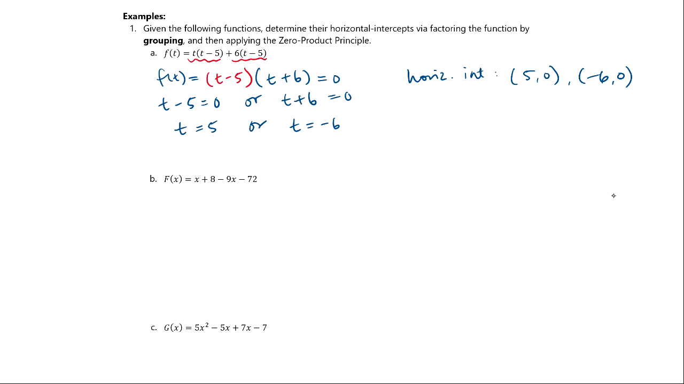Now let's take a look at another example that's slightly different. If we look at part B, for f of x, we have x plus 8 minus 9x minus 72. In this process, we deliberately break it into 4 terms. I know it's tempting to group things together and combine like terms to do this process, but just for our purpose, we want to keep them separate and think about what it looks like if we want to start from the beginning to complete factor by grouping.